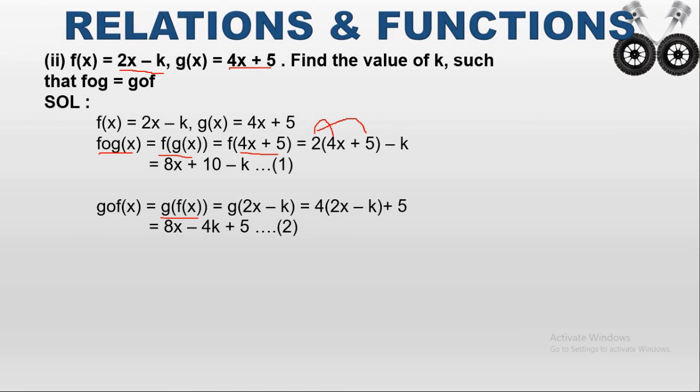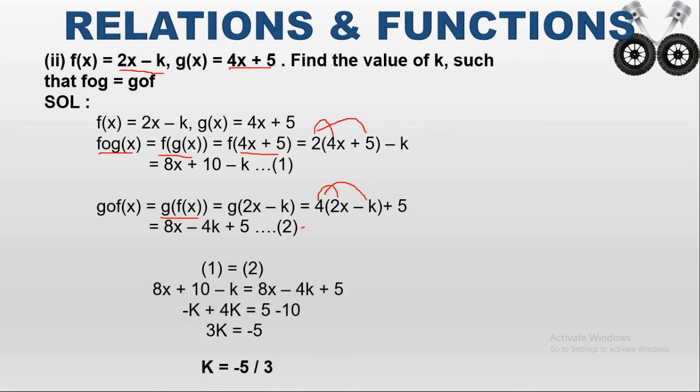Wherever x, you have to substitute 2x minus k. So that means 4 into 2x minus k plus 5. First you have to multiply 4 with 2x, it becomes 8x. Again you have to multiply 4 with k, it becomes minus 4k. So 8x minus 4k plus 5, that is equation 2.